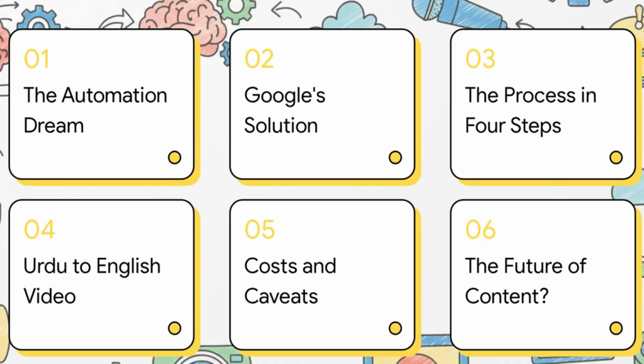First, we'll talk about the big dream of easy content creation. Then, we'll look at the Google tool that supposedly makes it all happen. We're going to walk through the process step by step, see a real example, and then, and this is the important part, we'll get into the real-world costs and the catches. Finally, we'll ask what this all means for the future of content.